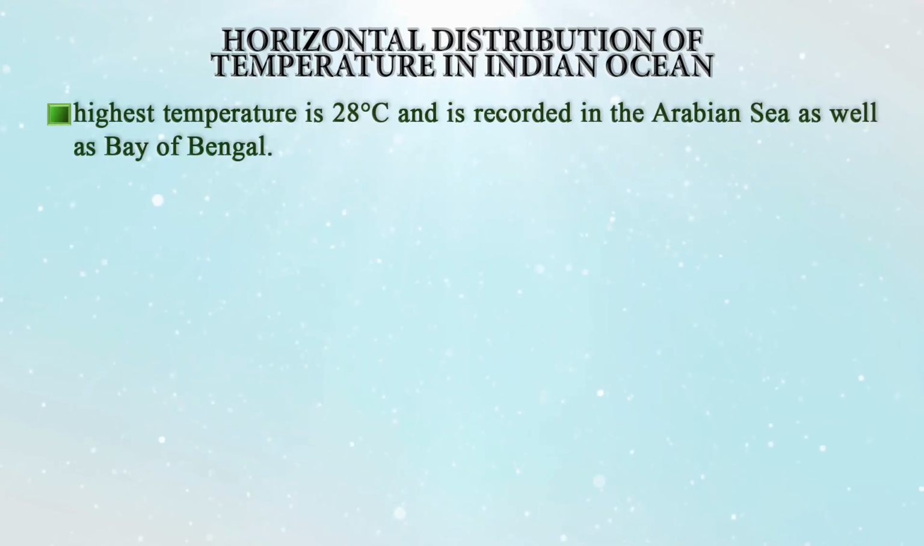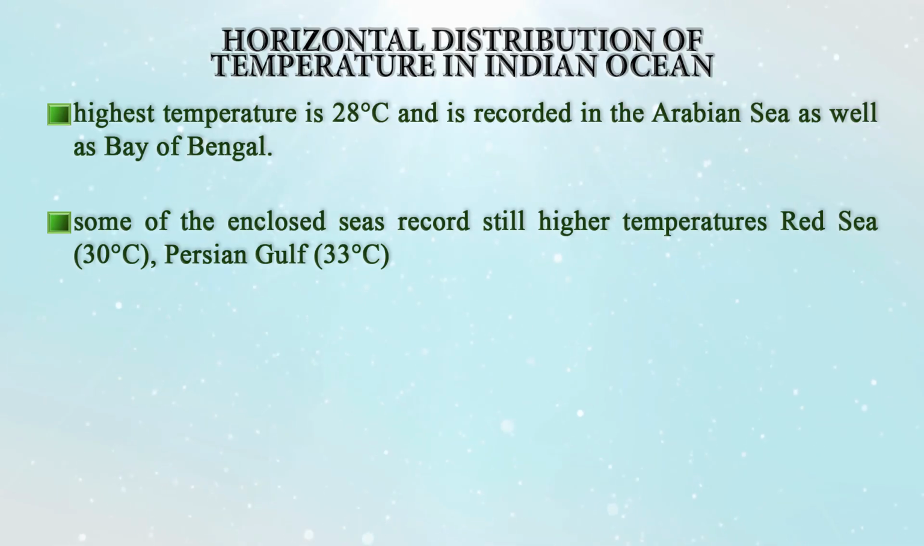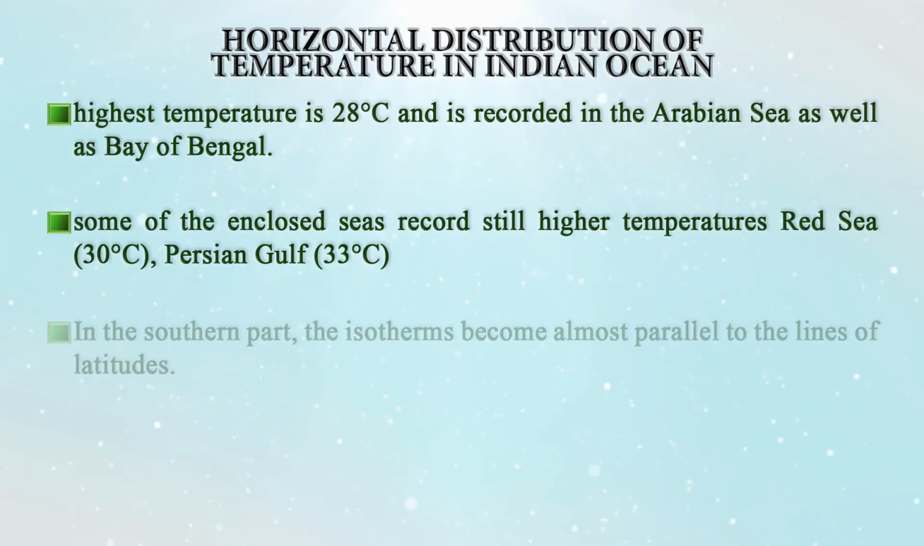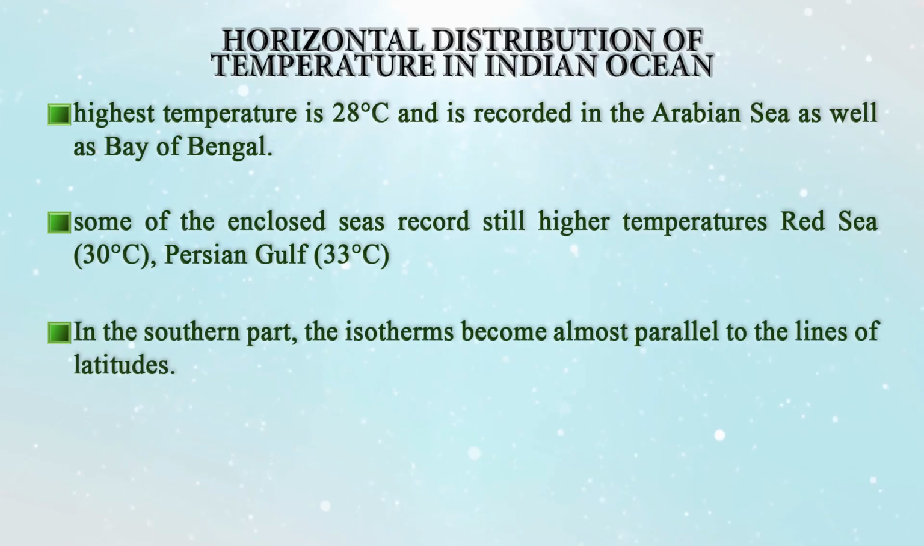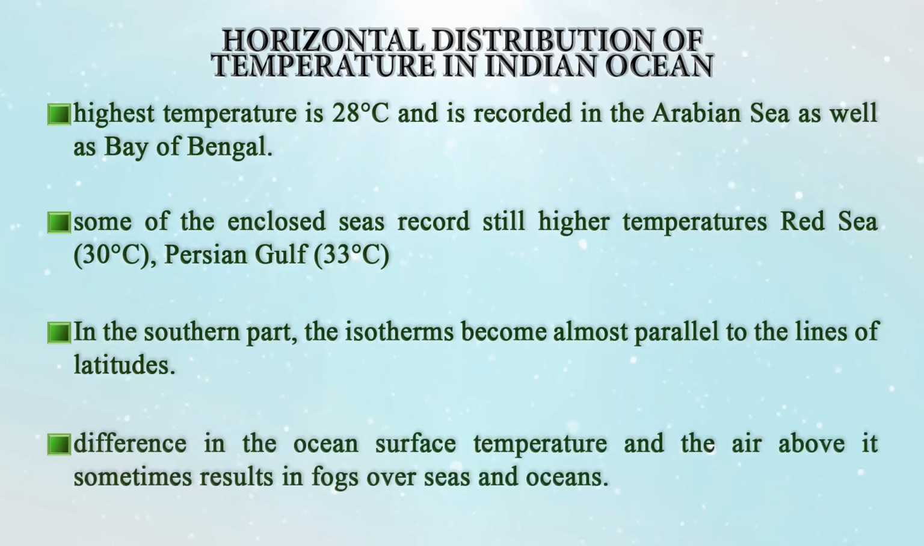Now horizontal distribution of temperature in the Indian Ocean. Highest temperature is 28 degrees centigrade and is recorded in the Arabian Sea as well as the Bay of Bengal. Some of the enclosed seas record still higher temperatures, like Red Sea 30 degrees centigrade, Persian Gulf 33 degrees centigrade. In the southern part, the isotherms become almost parallel to the lines of latitude, and difference in the ocean surface temperature and air above it sometimes results in the formation of fogs over seas and oceans.